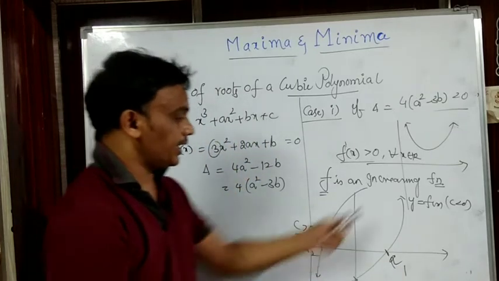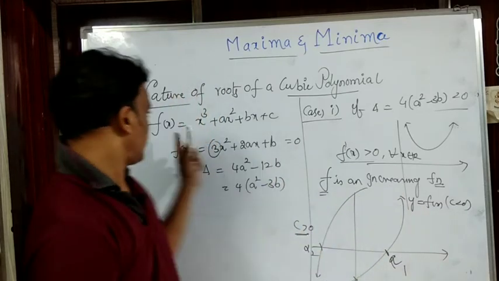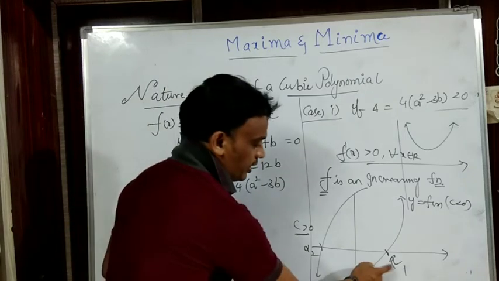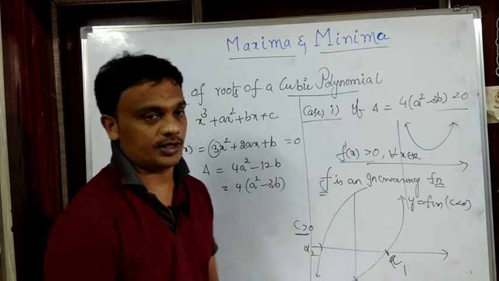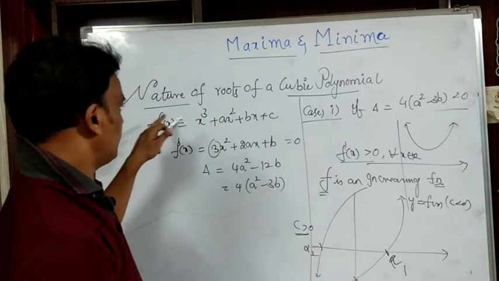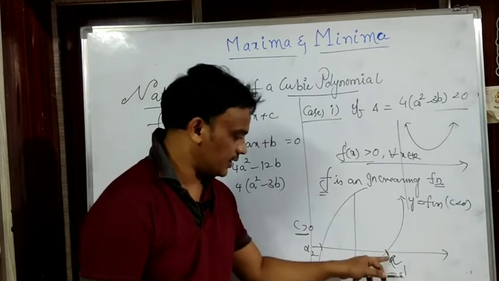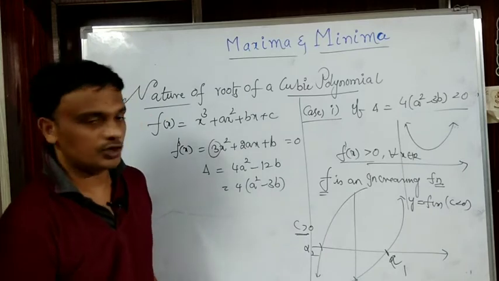In any case, the graph of the function f(x), I mean the third degree cubic polynomial, intersects at only one point. Only one point. Then what do you say? In that case, I can say the cubic polynomial has only one root, in this case or in this case. Next, that is about the nature of the cubic polynomial.